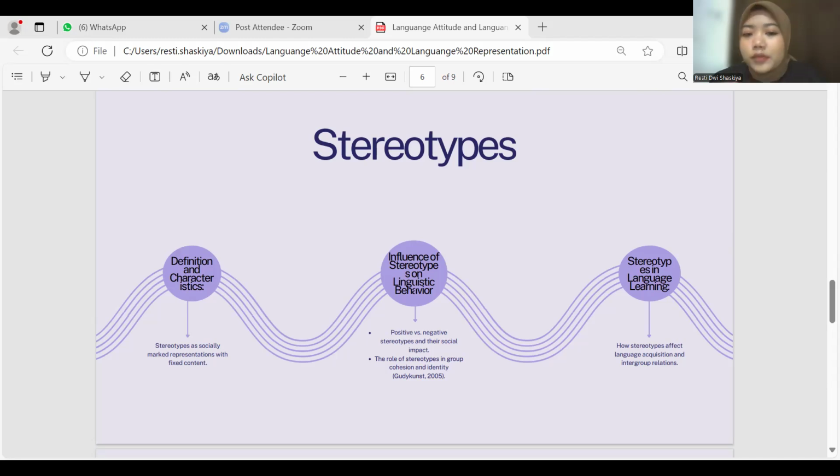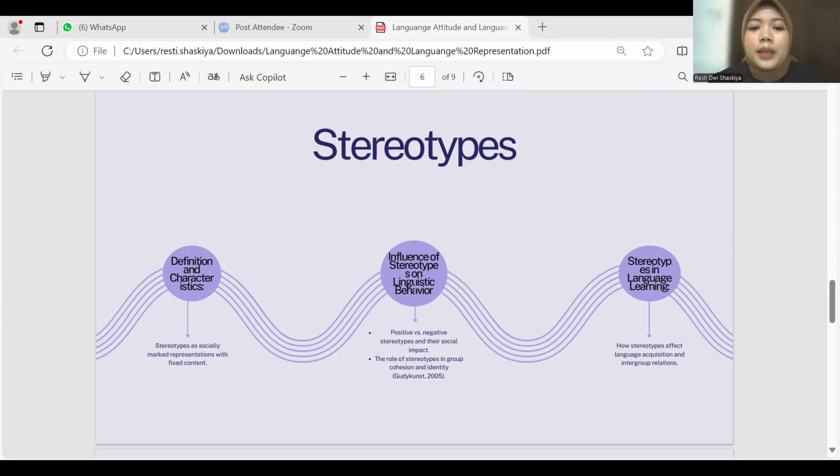Next is the role of stereotype in group cohesion and identity. Stereotypes can play a role in helping a group feel united. For example, a group might bond over their belief or attitude about their language. However, stereotypes can also reinforce a sense of us versus them, which can impact relationships between different groups.